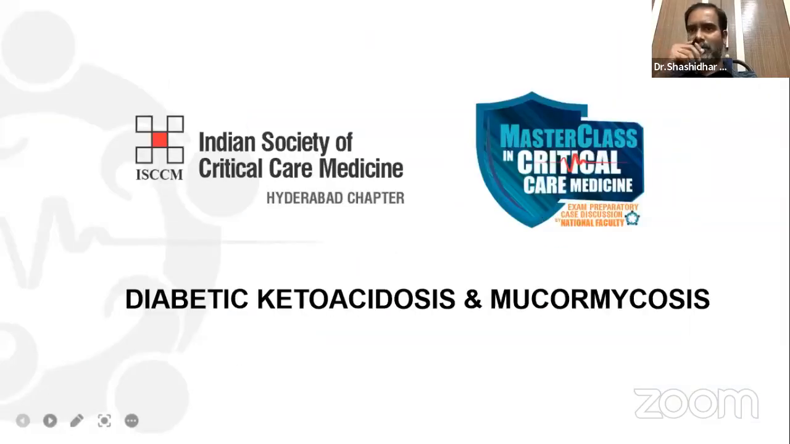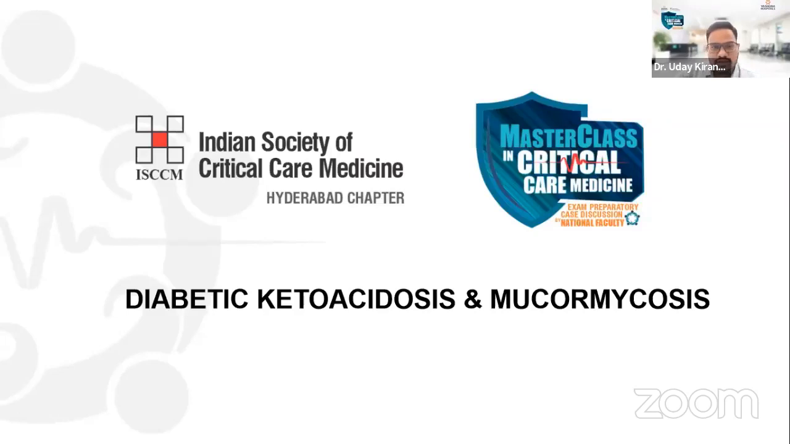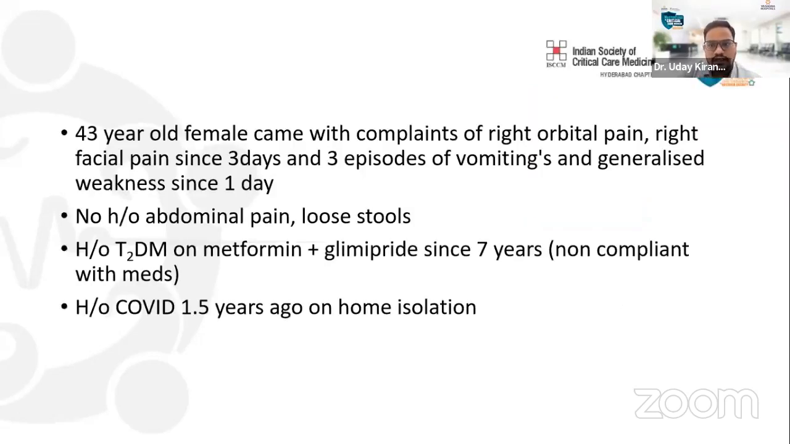Good evening, sir. Coming to the case, this is a 43-year-old female, sir. She presented with complaints of right orbital pain and right facial pain since 3 days, and 3 episodes of vomiting and generalized weakness since 1 day, sir. No history of abdominal pain and loose stools.